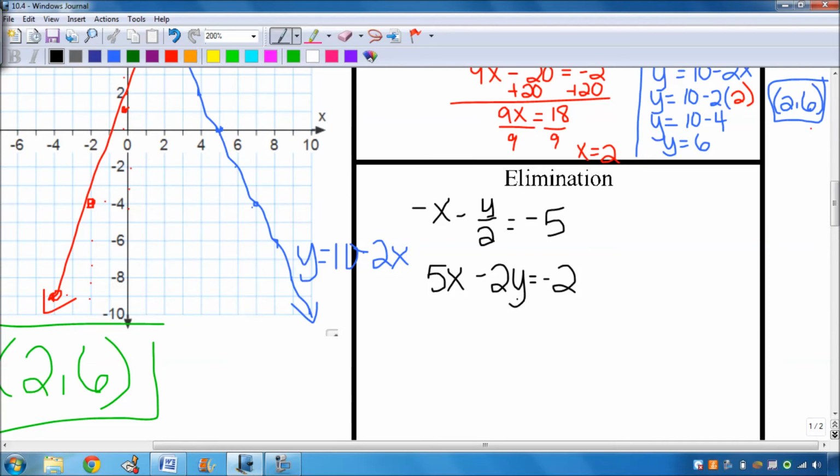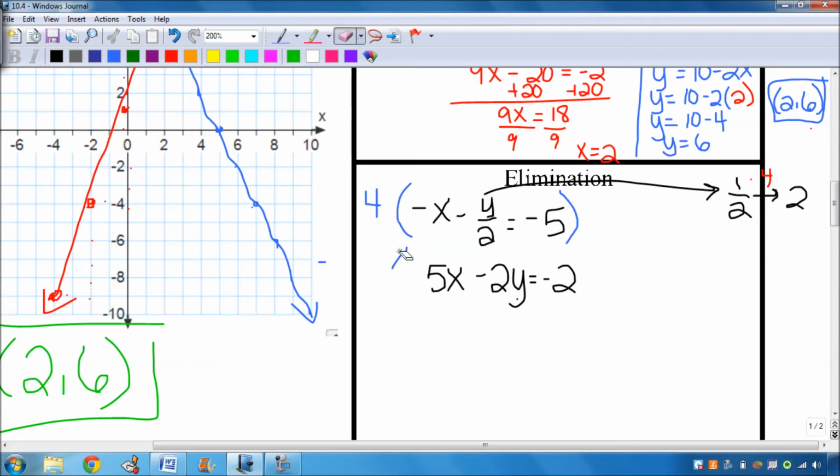And I can change this y over 2, this 1/2 y, into a 2 by multiplying by 4, because you need 4 sets of a half to get to 2. So I'm going to multiply the top equation by 4, okay? And then I'm going to erase this over here and write it properly over here. I'm going to multiply the bottom equation by negative 1 because I want my signs to be opposite signs. If this is negative, then I want this one to be positive, so I'm going to multiply by negative 1.